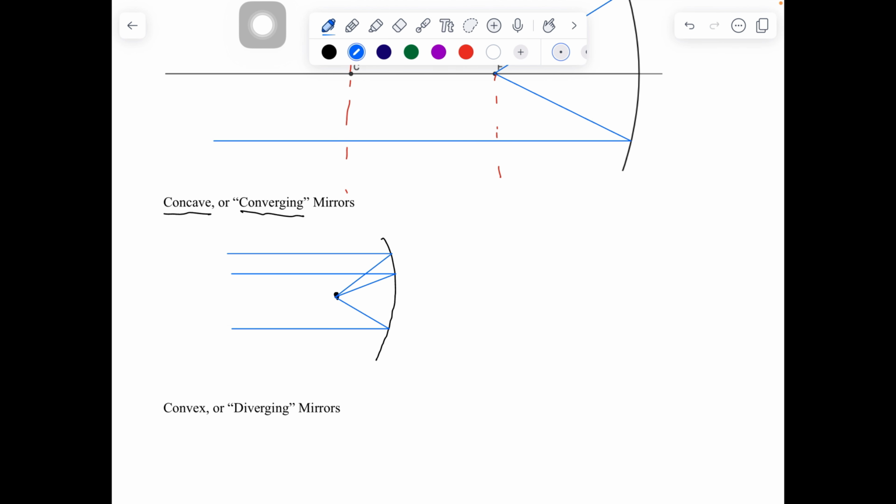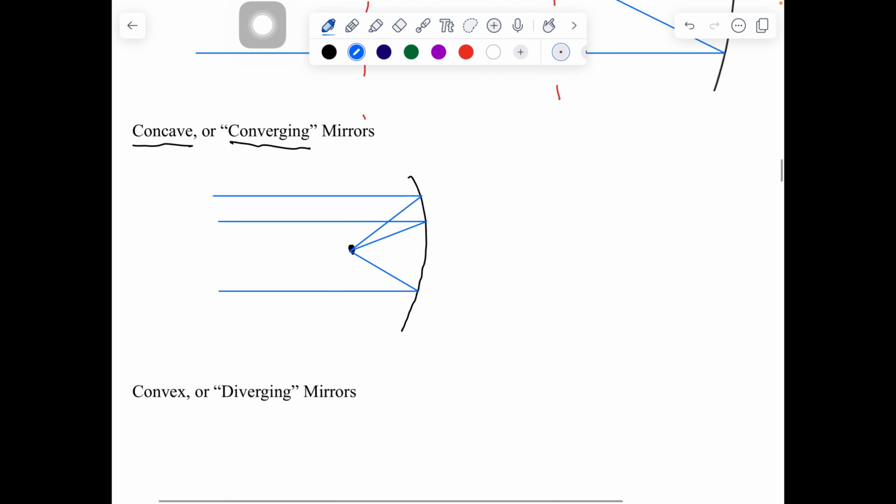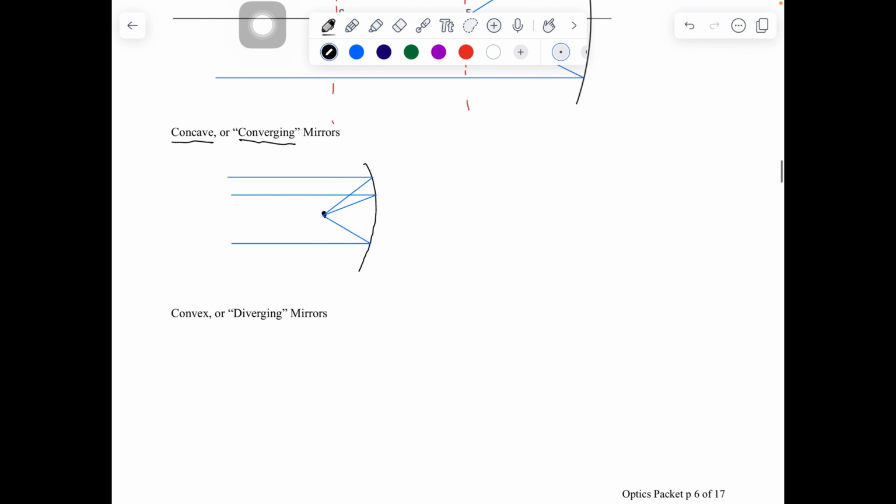They will all converge at one point. That's why we sometimes call a concave mirror a converging mirror. And again, that is when the shape of the mirror is kind of like a cave, right? It's almost like you're entering the entrance to a cave. The light is coming into that cave entrance, getting converged, getting turned in the direction of the focus, all at one point.